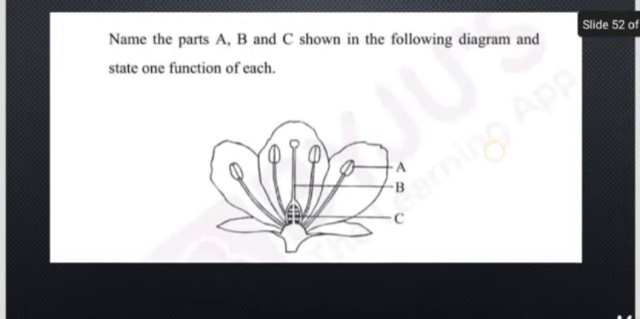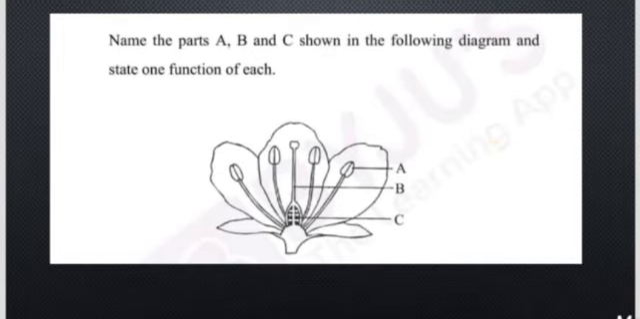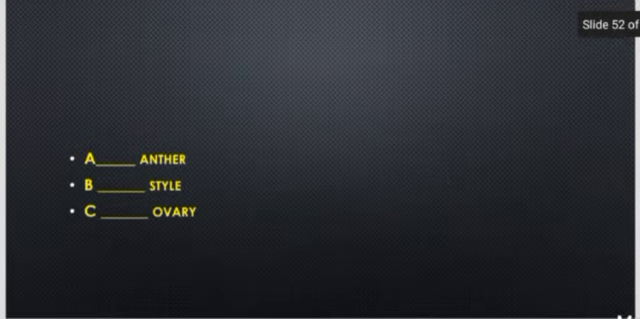And name the parts A, B, C shown in the following diagram and state one function of each. So here you can see the labels A, B, C. A is male reproductive part, and specifically we can say that it is the anther. B is female reproductive part, the long elongated tube called the style, and C is the ovary. So A is the anther, B is the style, and C is the ovary. And you have to mention the functions of each also.